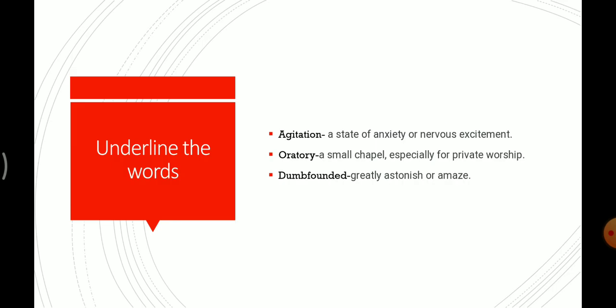So, in this page, that is page number 38, underline the words agitation, which means a state of anxiety or nervous excitement, oratory, a small chapel, especially for private worship, and dumbfounded, greatly astonished or amazed. Note down the meanings as always.